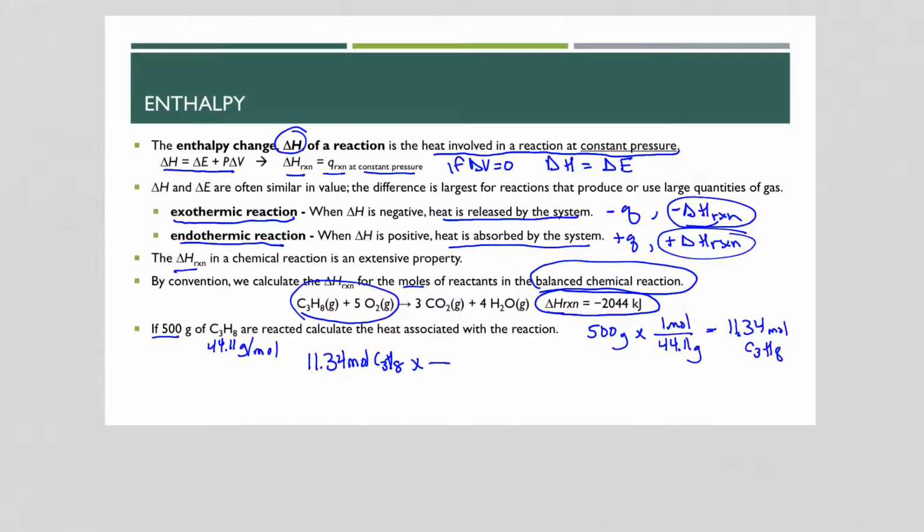and I know that based on the balanced equation, for every 1 mole of propane, I release 2,044 kilojoules. And that means for 11.34 moles, I'm going to release 23,169.3 kilojoules, or putting it in proper significant figures, right?